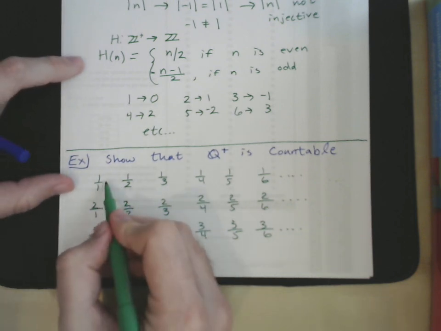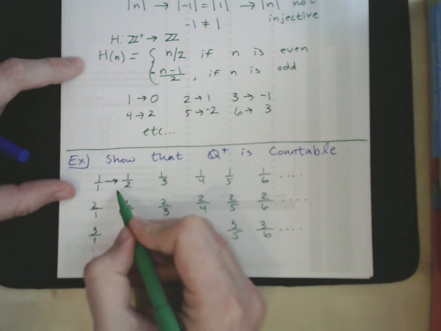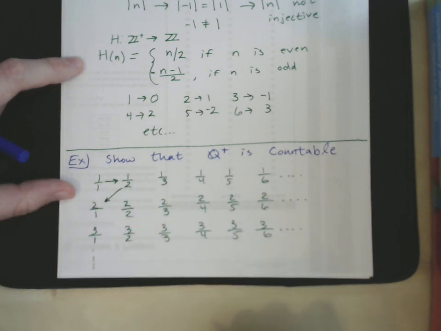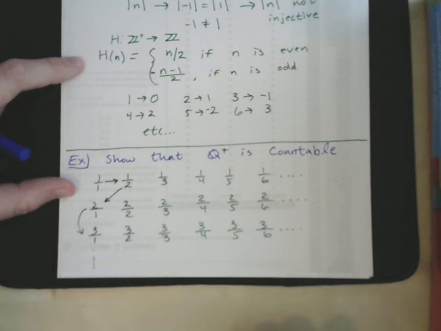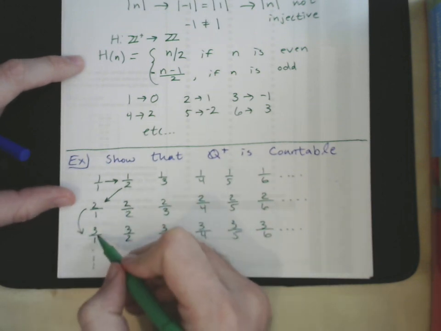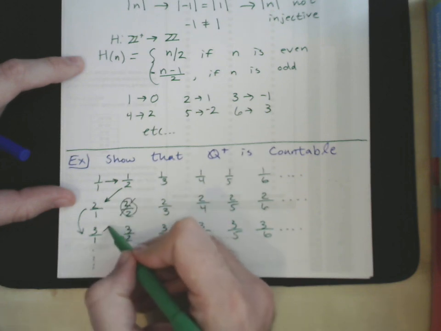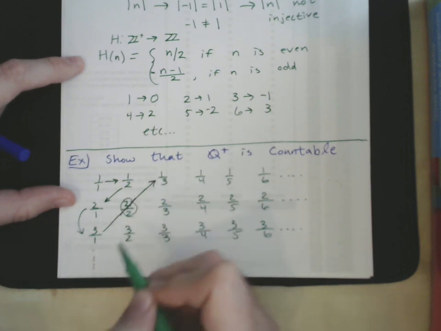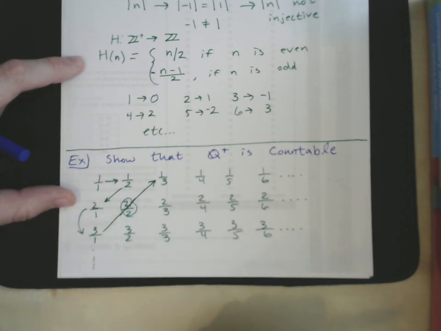So we start with 1, and we move to 1/2. Then from 1/2 we take the reciprocal, and we go to 2 over 1. From 2 over 1 we go to 3 over 1. From 3 over 1 now we go to the reciprocal, we skip this, and we go straight to 1/3, skipping over this repeat because we've already counted it.